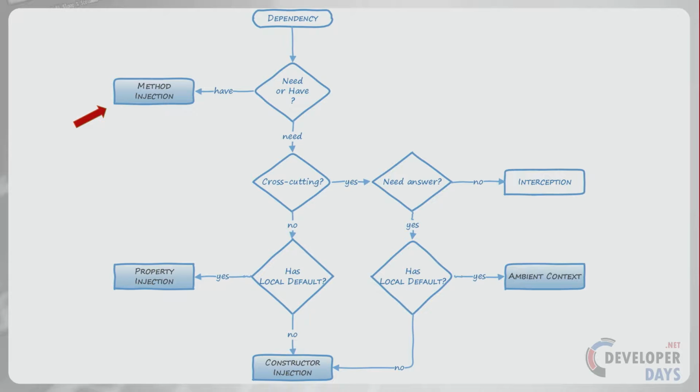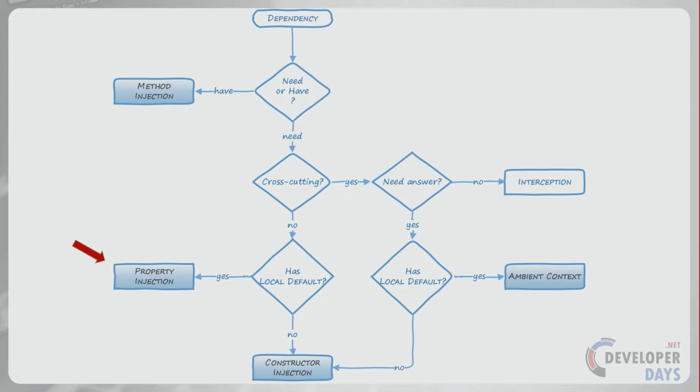So that's a kind of straightforward way through this decision tree. I need a dependency. It's not a cross-cutting concern. I don't have a local default. I just have to demand the dependency through the constructor. If it's not a cross-cutting concern dependency, but I do have a local default, then you go for property injection. So for the consumers of your component, it's more like an optional. They might be overriding with some other implementation, or maybe go just with the default implementation.